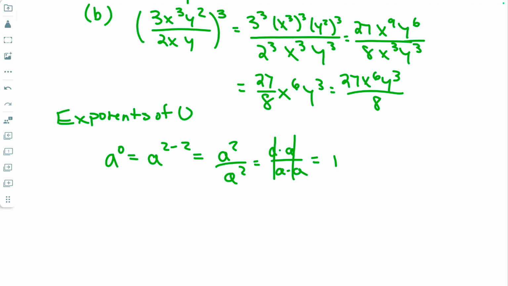So when you have exponents of 0, it just equals 1. Now let's talk about negative exponents.